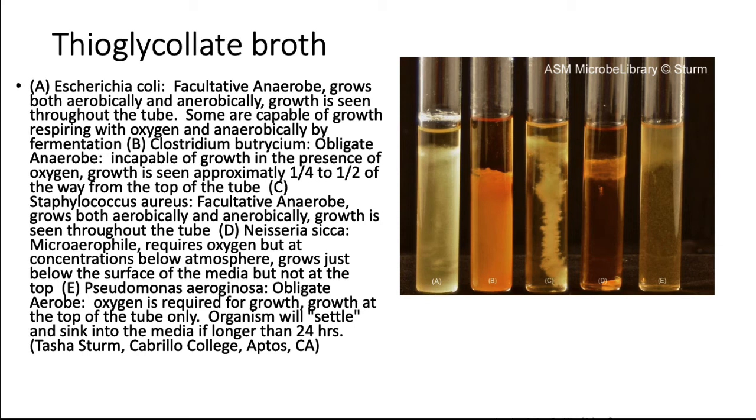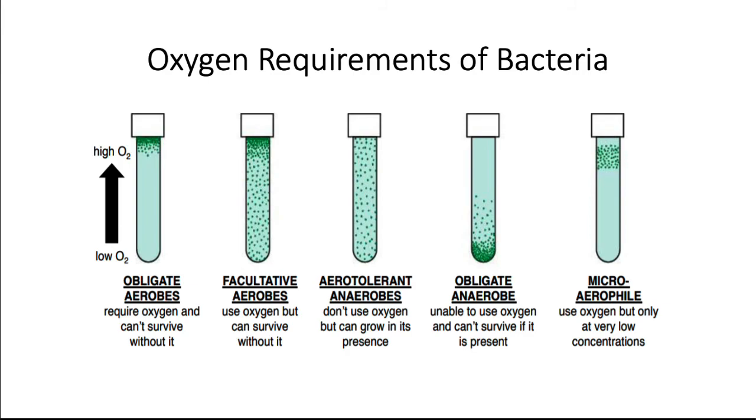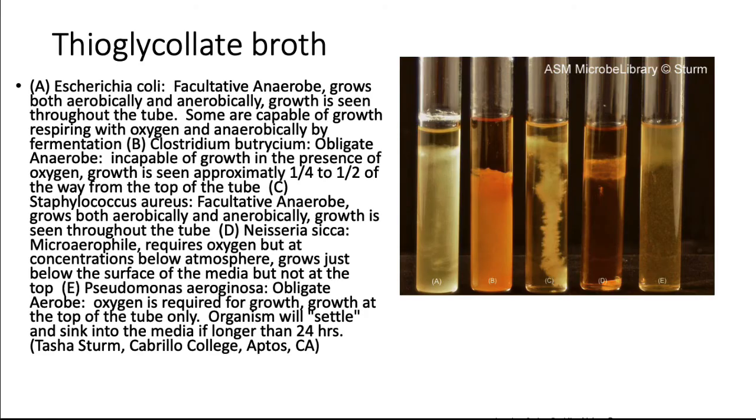So the tubes are labeled A, B, C, D, and E. And I would say that the easiest to identify is number D. That really corresponds to the microaerophile that we saw in the diagram. And this is a Neisseria. You may recall Neisseria, it's a gram-negative coccus. So Neisseria sicca is not any of the nasty Neisseria, but this is a microaerophile, so you can see that it grows just below the surface of the media.